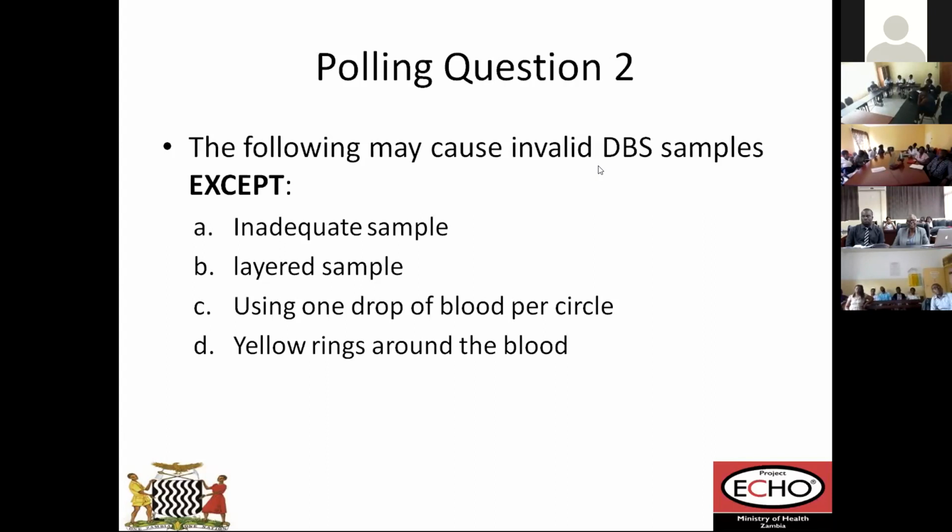So that doesn't give you an invalid sample, but it gives you a valid sample. And then you get yellow rings around your dried blood spot, which could be due to spirit or too much tissue fluid. Again, you may get an invalid sample, so it won't be processed. So as we are collecting our specimens, let's make sure we look out and don't have those reasons that will give you an invalid sample. We can proceed with the presentation.